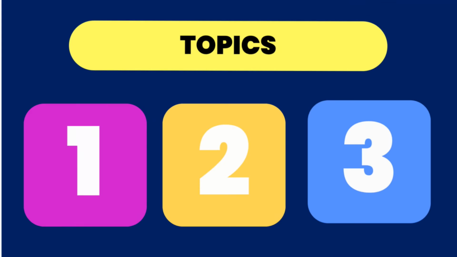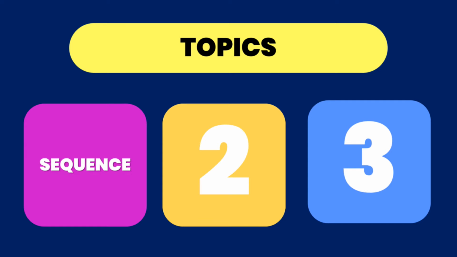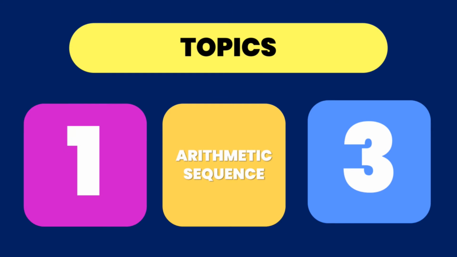Before we start, let's have a recall on our previous topics. In our first lesson, we learned that a sequence is a set of numbers formed according to some pattern or rule. It is written in a specific order. For our second lesson, we learned that an arithmetic sequence should have a common difference. And if the sequence doesn't have a common difference, then the sequence is not an example of an arithmetic sequence.